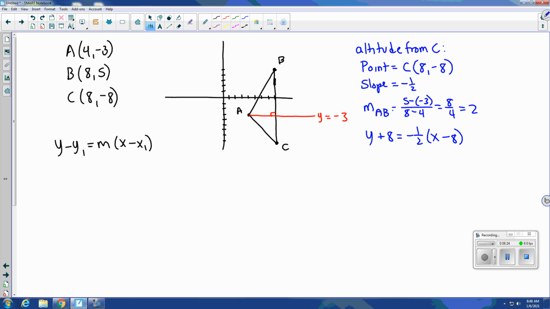Now, because we're ultimately going to have two equations that we're going to want to find an x and y coordinate from, we're actually going to want to put this in y equals or slope-intercept form so that we can easily solve the system that results from finding the two altitudes that we want to work with. So let's just do that now. We're going to solve for y. And again, you'll see why this is important after. Distribute that negative 1/2. We're going to get plus 4 and then subtract the 8. So we're going to get y equals negative 1/2 x minus 4. So this is the equation of the altitude from C.